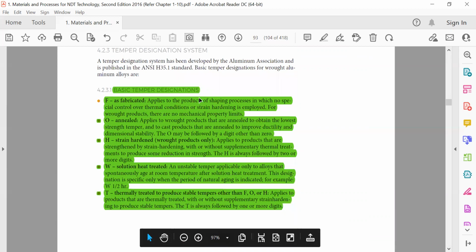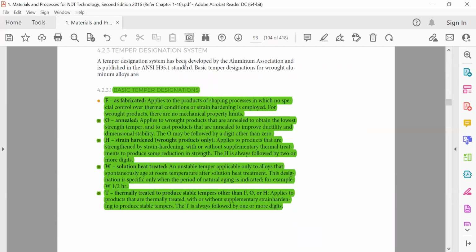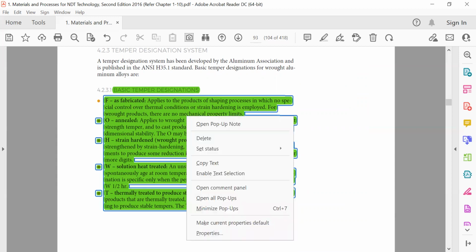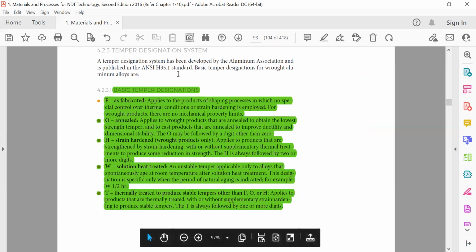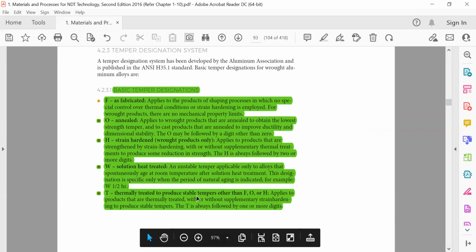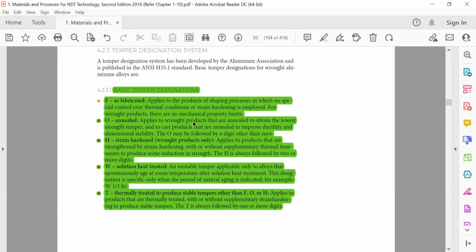Basic temper designation. So, temper designations for aluminium alloys: F as fabricated, O annealed, H strain hardened, wrought products only, W solution heat treated, T thermally treated to produce stable tempers, tempers other than F, O, H. F is for wrought products, with no special control over thermal condition.